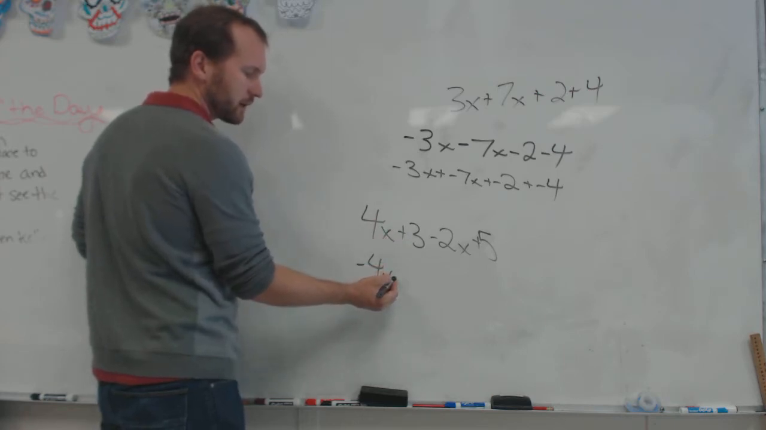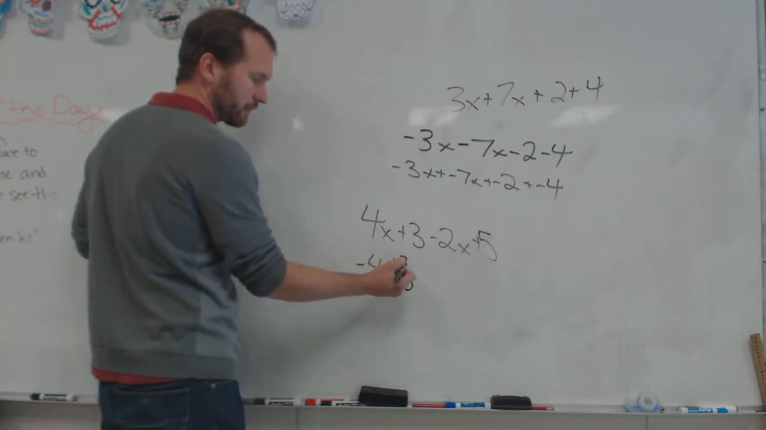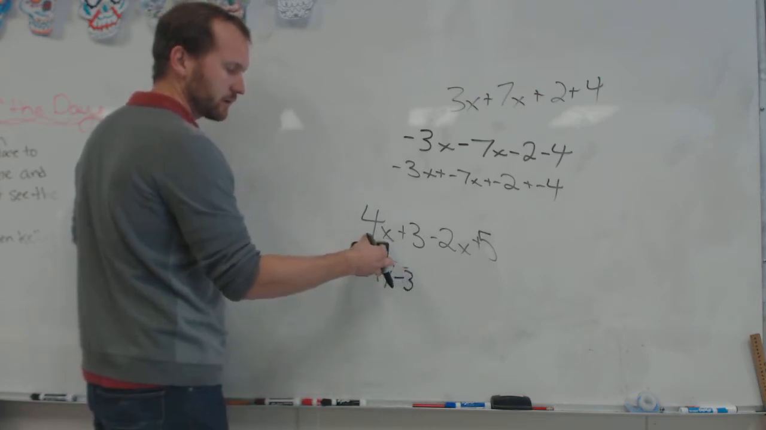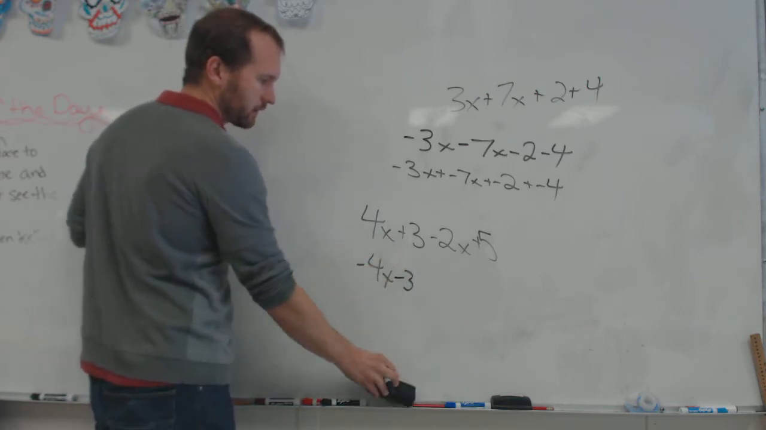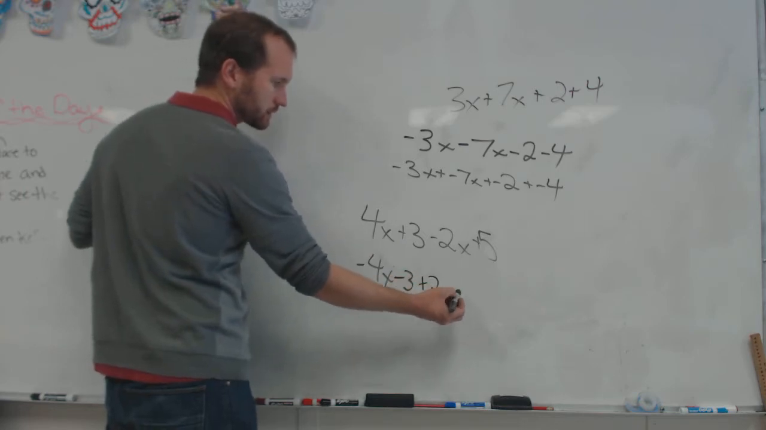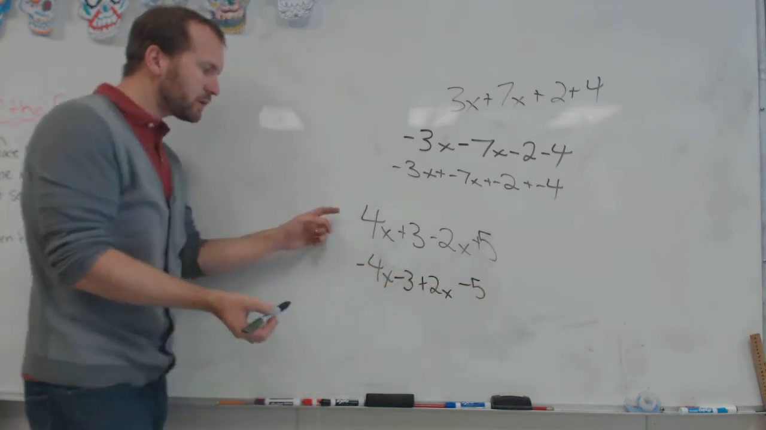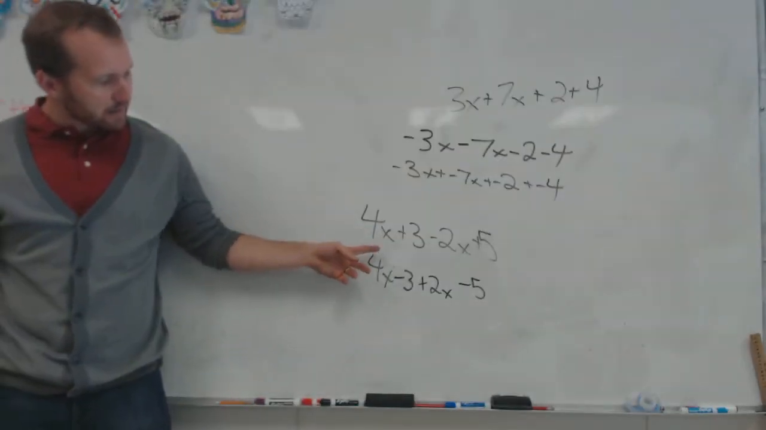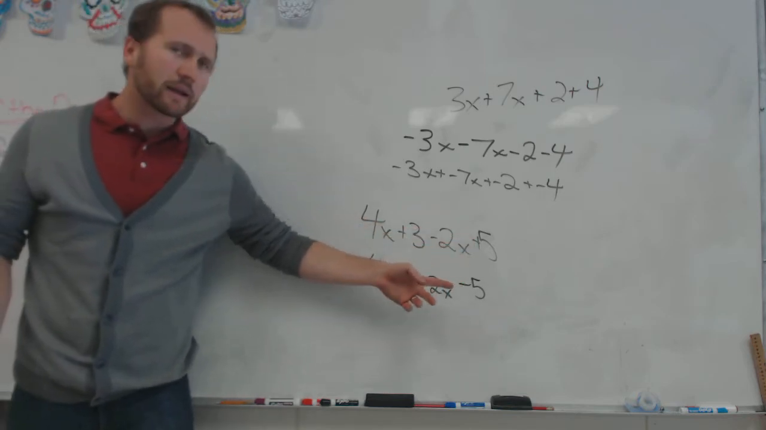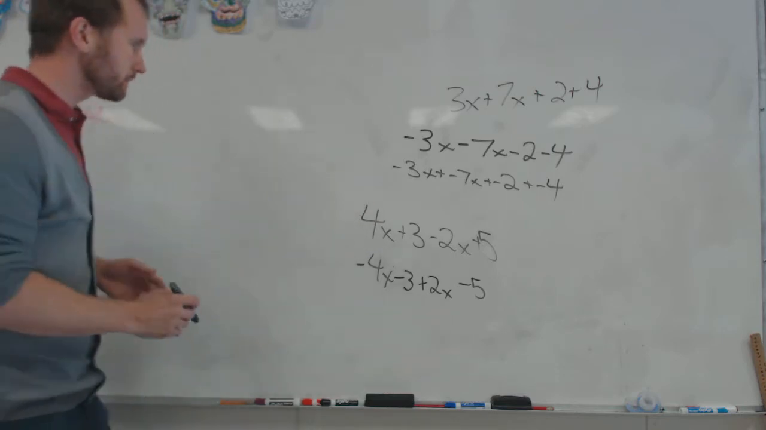So there's two ways I could do it. I could do just -3, or I could do plus -3. We're going to usually just do -3. Then we're going to do plus 2x minus 5. So if you look at it, we're just changing the sign on each one. When we multiply by -1, that's all it does. It just changes all the signs.